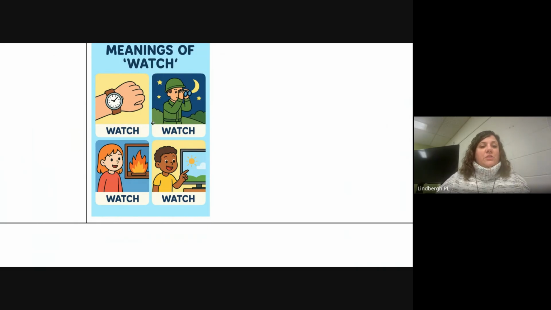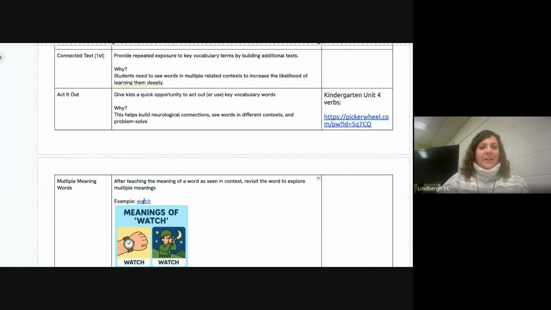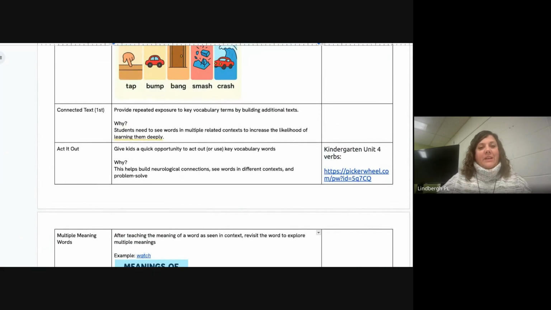So those are just 3.5, if you want to count connected text, quick, easy ways to take the vocabulary work you're already doing and strengthen it, come back and reinforce it, and make it even stickier for kids.